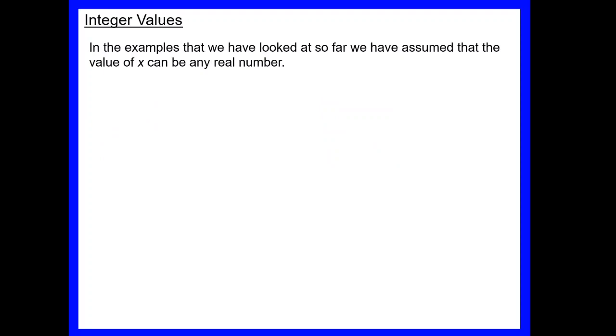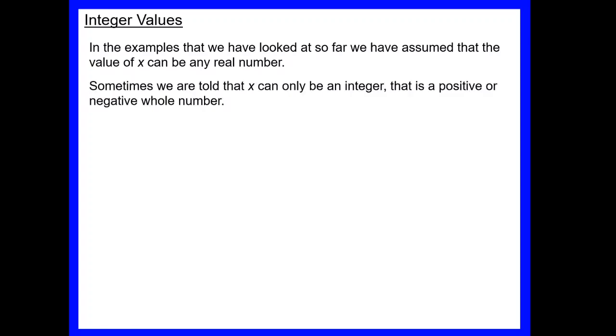All right then, so far we've looked at values, and we can assume that x could be any real number. I gave you some examples at the beginning of different numbers it could be. Now, sometimes we're told that x can only be an integer. So an integer, remember, is a positive or a negative whole number.